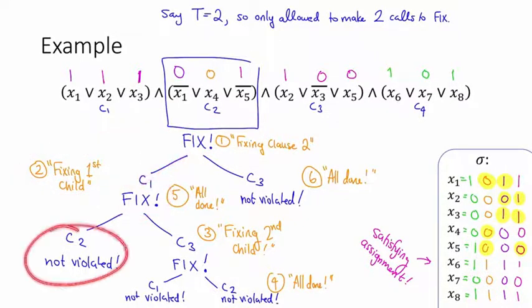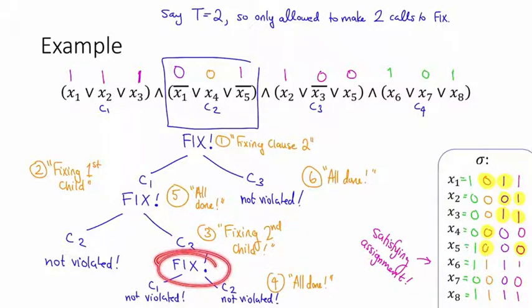I see that C2 is not violated, hooray. I come back, I go down to C3. I say, oh no, C3 is violated, so I print fixing second child. And then I try to call fix, but oh no, at this point, my iteration limit is exceeded. I'm only allowed to call fix twice, and this would be my 3rd call.